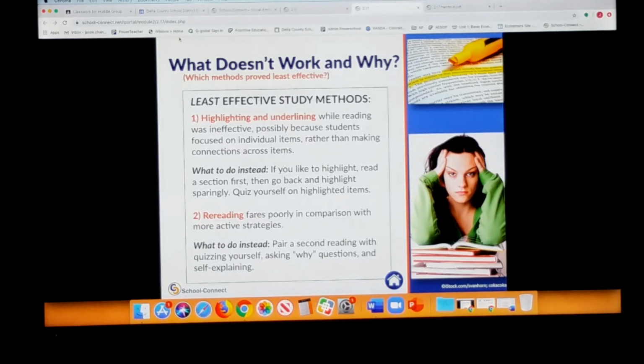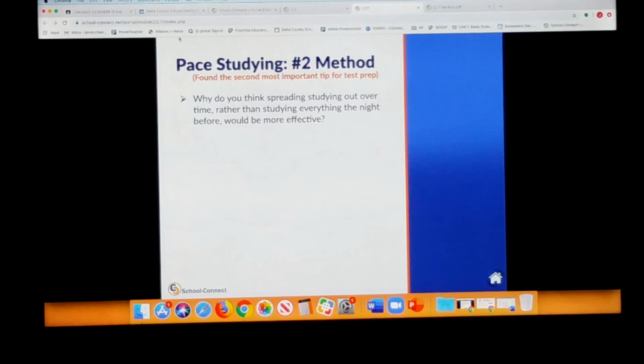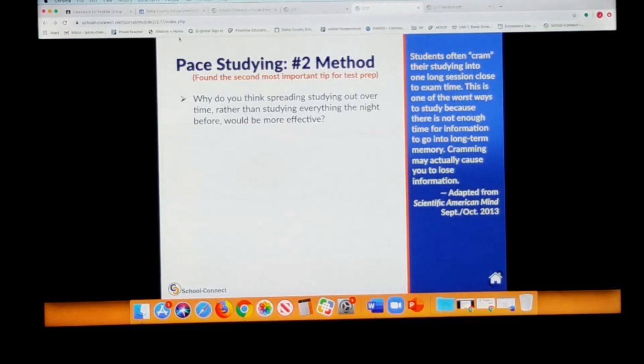Rereading fares poorly in comparison with more active strategies. So instead of just rereading something a bunch of times, pair a second reading with quizzing yourself, asking why questions, and self-explaining. There's a strategy you can look up called levels of questioning that they use in a lot of AP history style classes. That helps a lot with studying and does better than just rereading things over and over again.